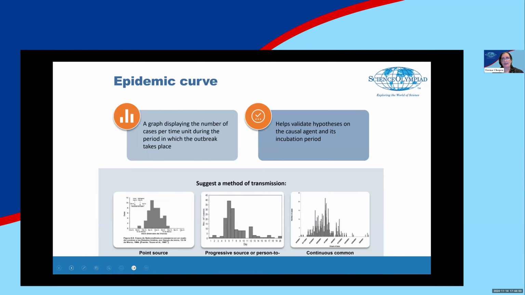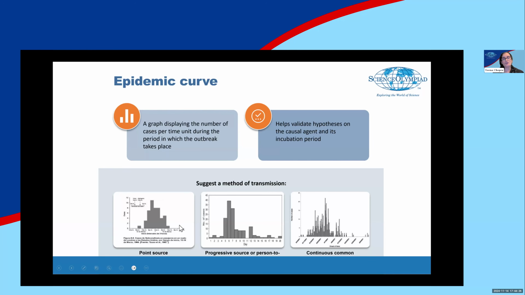So let's look at epidemic curves. They are very, very important. They are graphs that help display the number of cases per time unit during the period in which the outbreak takes place, and they help validate hypotheses on various agents that may be causing the disease, and they talk about the incubation period as well.